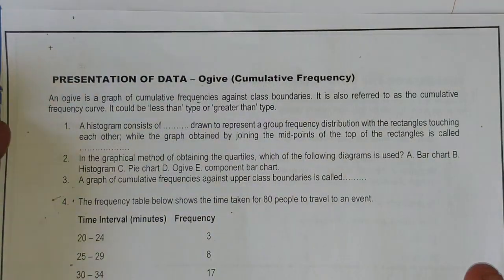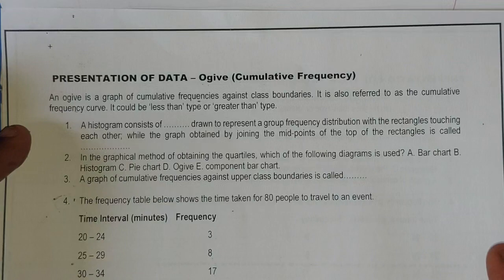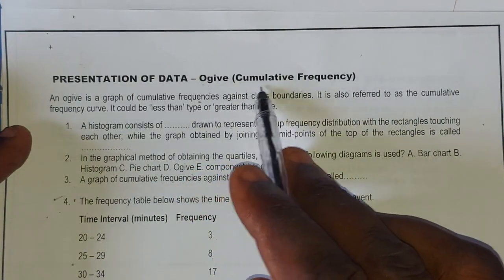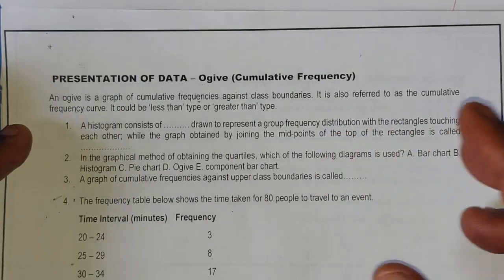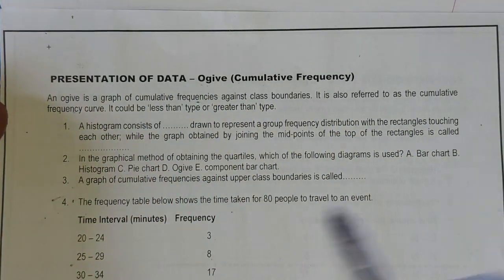Okay, in this video we are looking at the concept of presentation of data. Precisely, we are looking at the Ogive, or a cumulative frequency curve, which is one of the components of presentation of data. All right, so let's get started.